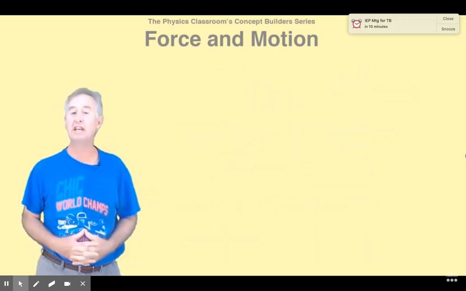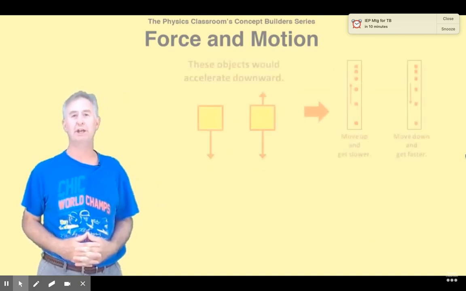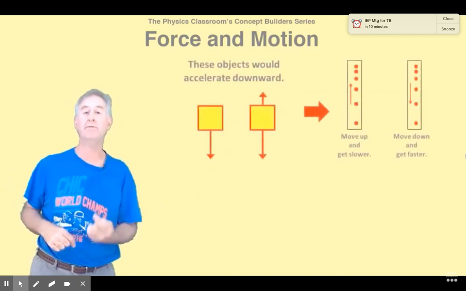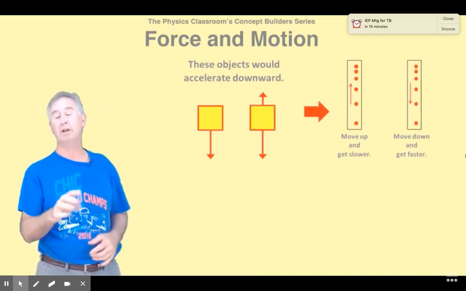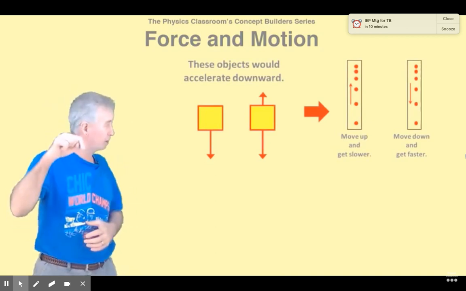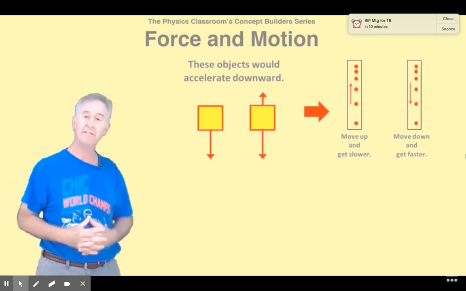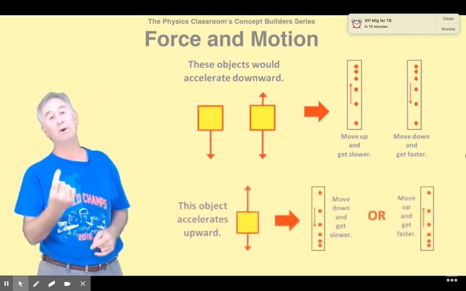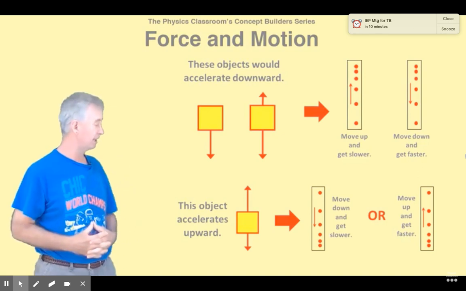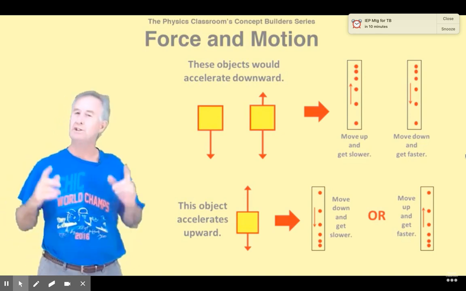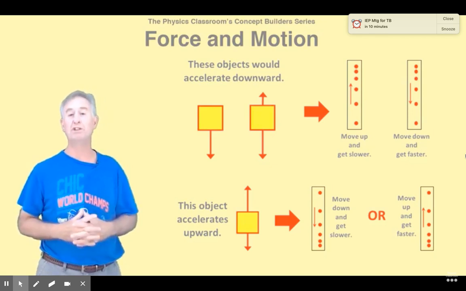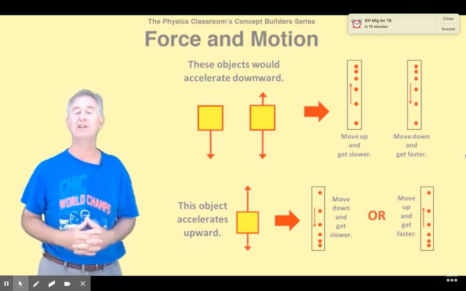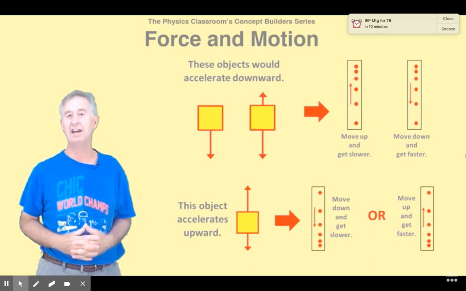We can repeat these same ideas for vertical motion. When there's more down force than up force, the object accelerates downwards. It could be moving up and getting slower, or it could be moving down and getting faster. When there's more up force than down force, the object accelerates upwards. Just like horizontal situations, when there's an unbalanced force, the object always accelerates in the same direction as that unbalanced force.